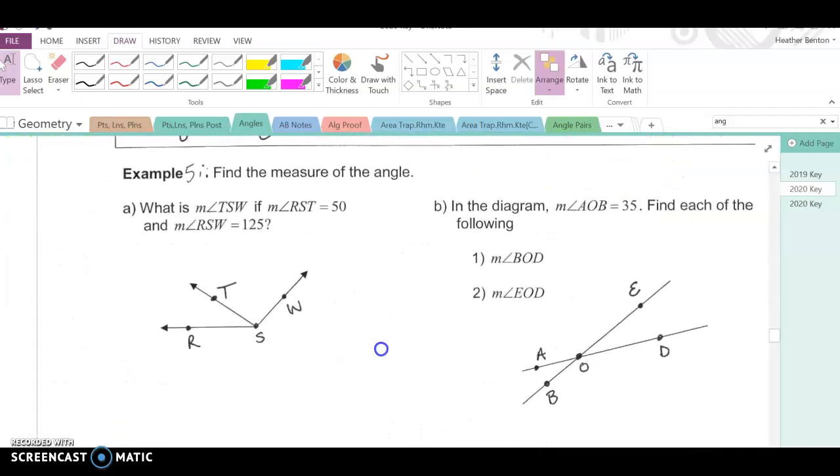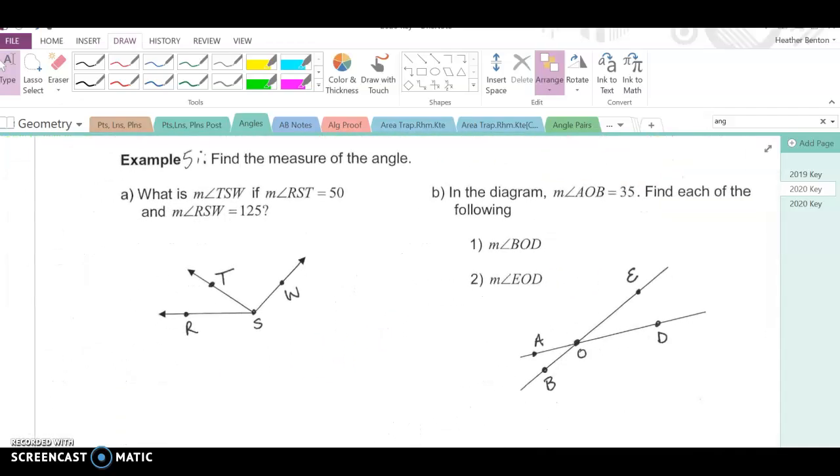Let's look at example 5 then. It says find the measure of the angle. So what is angle TSW? So I'm going to do blue. T to the S to the W. And if you'll just trace the angle in the order that the letters occur, that kind of tells you where that angle is. So that's x. We know that R to the S to the T, right there, that guy is 50 degrees.